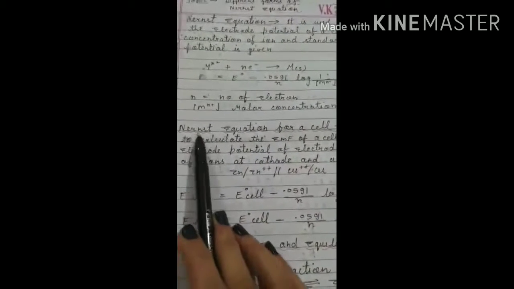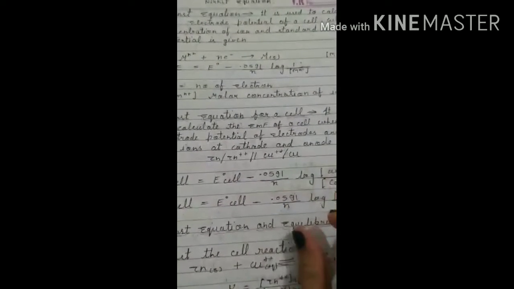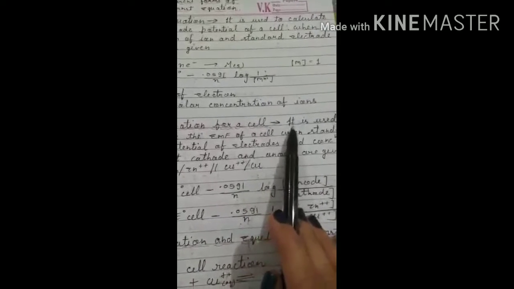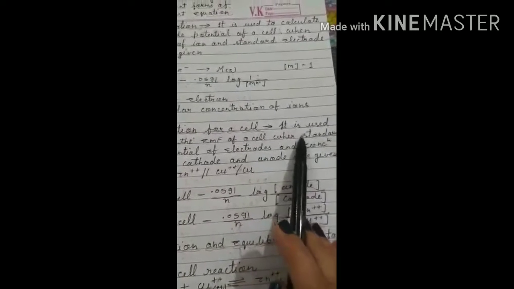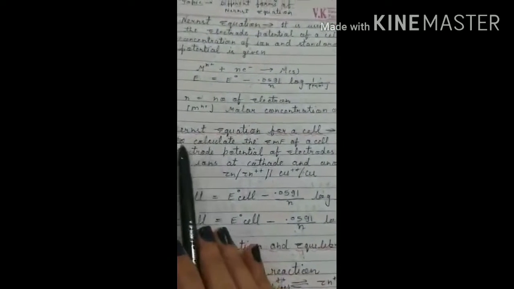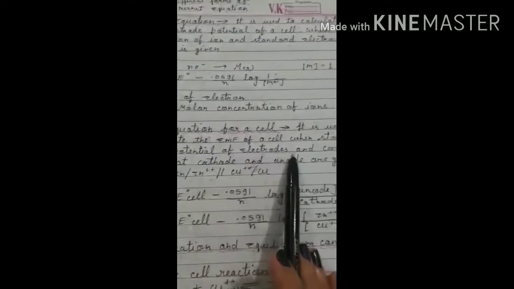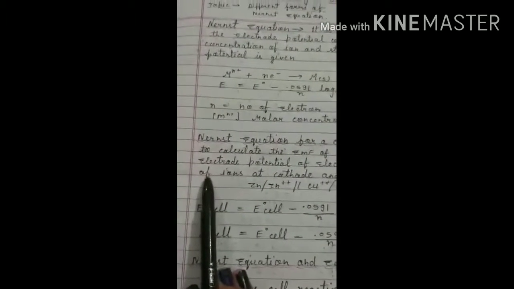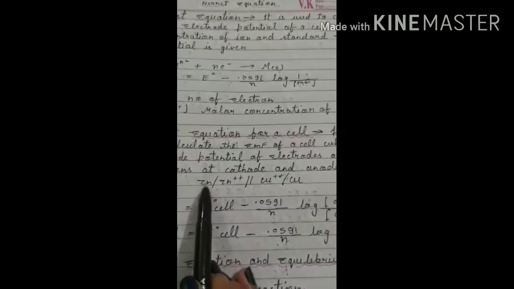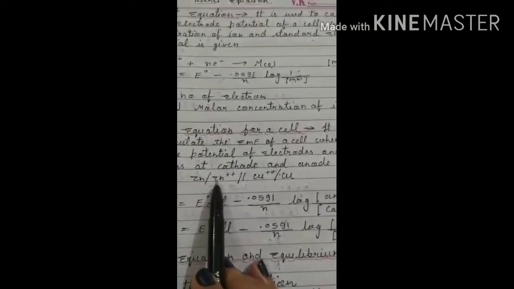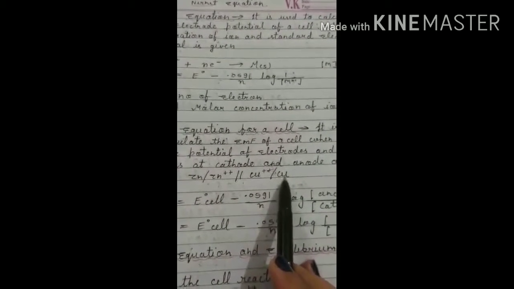Let's come to another form of Nernst equation for a cell reaction. We know that every cell reaction completes into two portions, oxidation and reduction. Always at the anode oxidation takes place and at the cathode reduction takes place. So it is used to calculate the EMF of a cell when the standard electrode potential of electrodes and concentration of ions at cathode and anode are given. So let us consider one cell equation. Zinc is going to be oxidized to Zn2+. This represents the salt bridge, and Cu2+ is going to be reduced to copper.